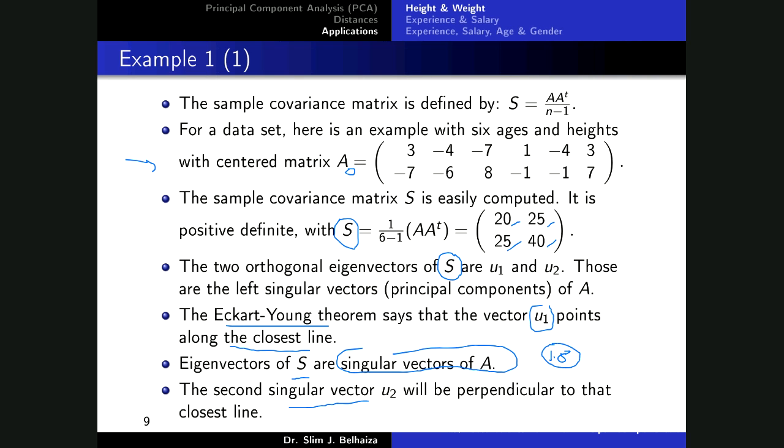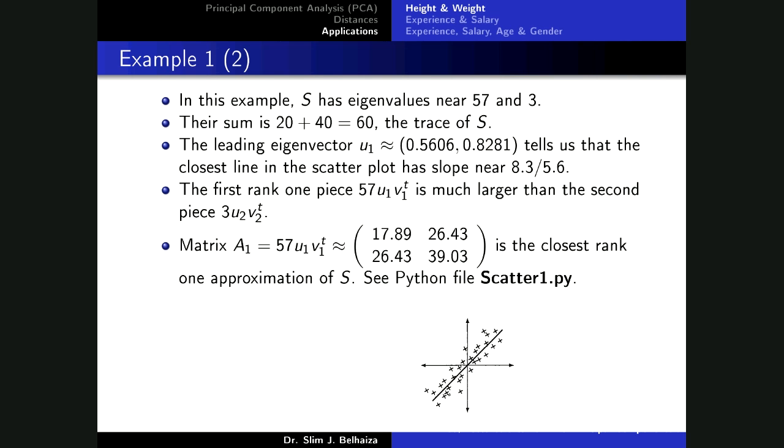Yeah. Okay, so I was saying that the eigenvector U2 will represent the second singular vector of the matrix A. So in our representation here, working on S, we obtained two eigenvalues, 57 and 53, and their sum is in fact the trace of S. With the corresponding eigenvector U1, you can see that the first chunk we obtain, the matrix A1 here, which is written this way, is quite close to the scatter points we have on our Cartesian plane.